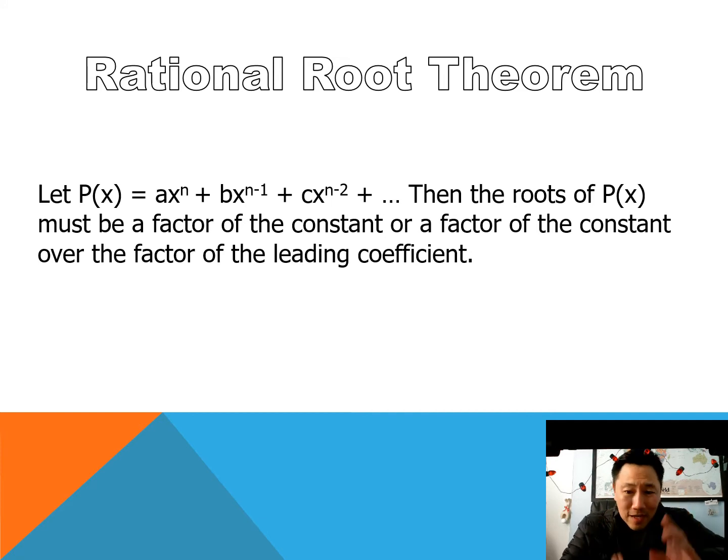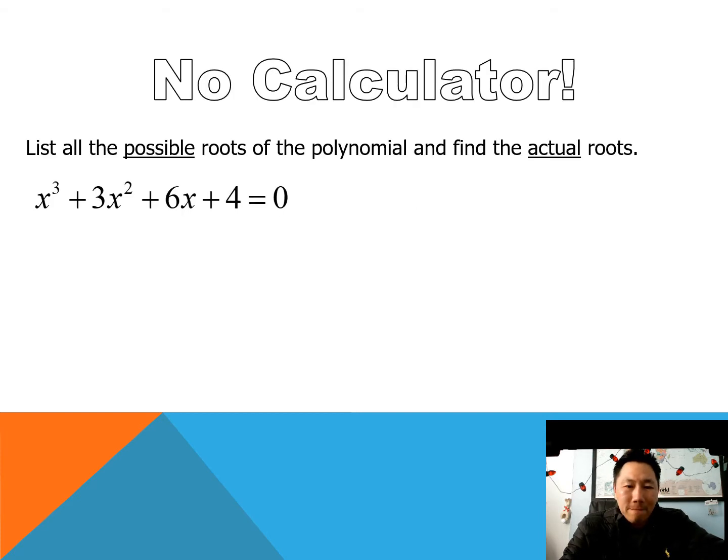All right, so that's a little bit confusing, so I'll show you what that means in an example. Okay, so if I gave you a polynomial, x to the third plus 3x squared plus 6x plus 4 is equal to 0, and I ask you to solve for x. So I asked you to find the x's or find the roots or the zeros. So all of those mean the same thing.